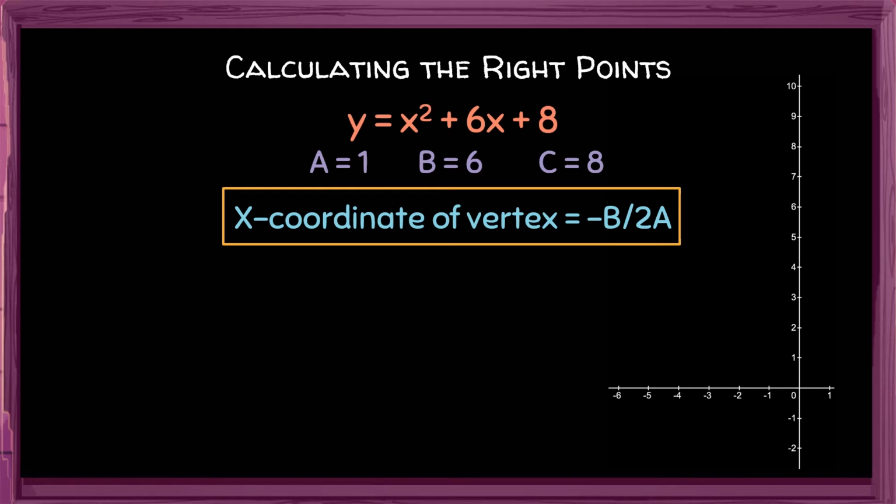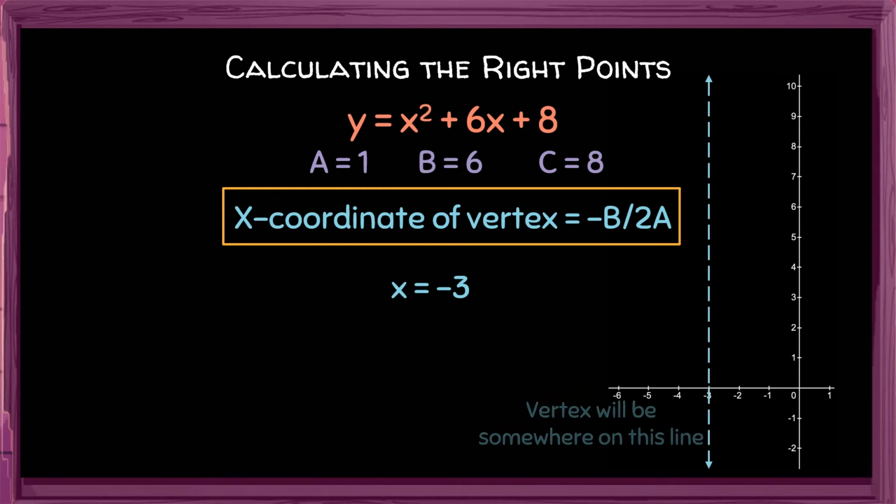Let's see how it works. In our equation, b is 6 and a is 1. So -b over 2a is -6 divided by 2 times 1. That's -3. That's the x-coordinate of our vertex, -3. That means that our vertex will be a point somewhere along this line. We just need its y-coordinate.